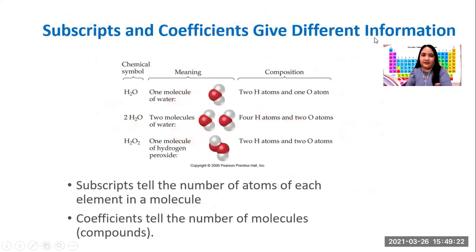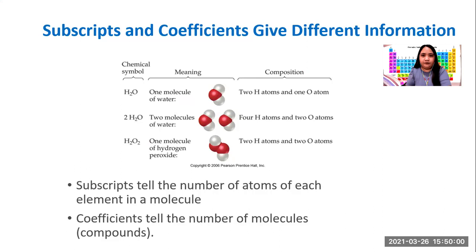This was already discussed in the last module, but let's have a review. What about subscripts and coefficients? They actually give you a lot of information about the chemical equation. Your subscripts are representations of the numbers of atoms of each element in the molecule. These are the small numbers. They tell you how many atoms of a specific element are in the compound.